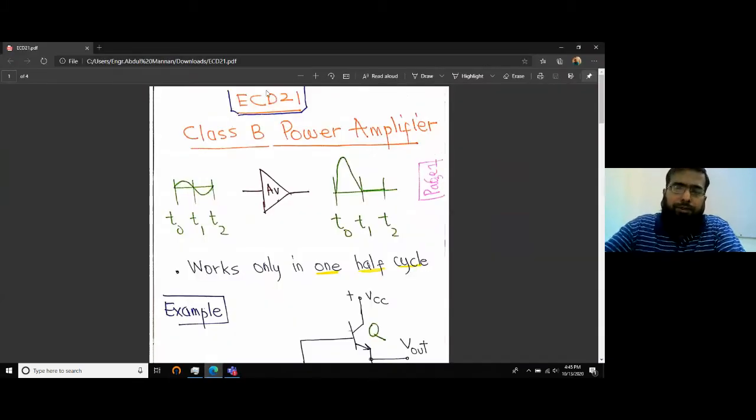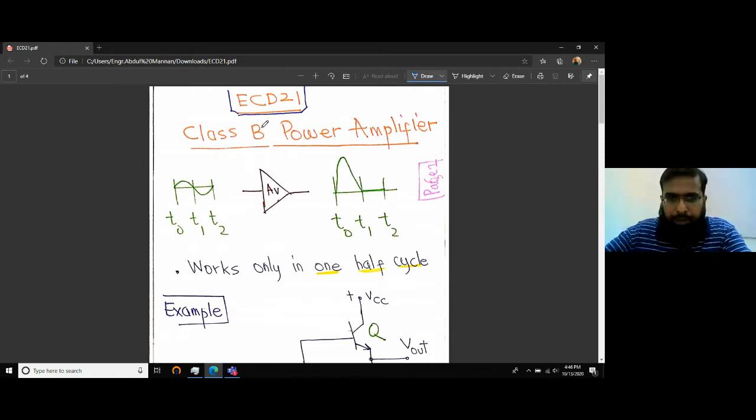The 21st lecture on ECD. In this lecture, we will study Class B power amplifiers. Before this, we have been studying Class A power amplifiers, and we studied that a Class A amplifier works in the active region, and both half cycles, the positive and the negative half cycles of the input wave, are amplified like they are amplified for a small signal amplifier.